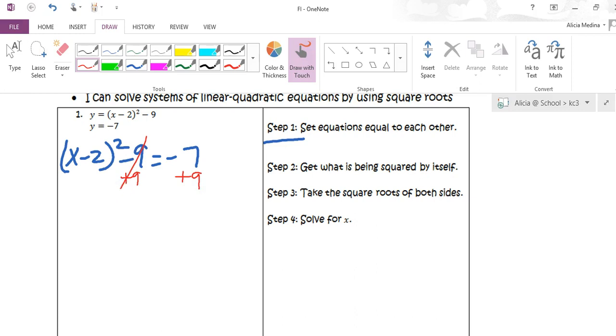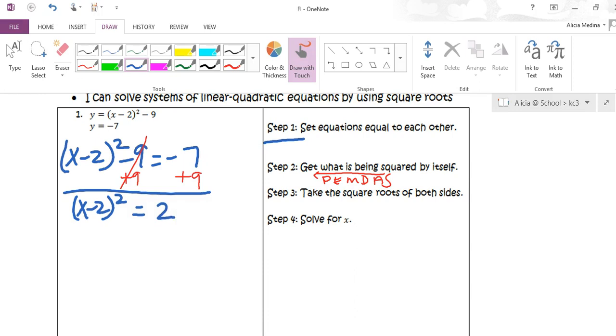This also is like our Please Excuse My Dear Aunt Sally, but we have to do it backwards, right? We do our subtraction and addition first, then division and multiplication, then exponents and parentheses. So just keep that in mind. We always do the opposite operation, starting with addition and subtraction. Alright, so now (x minus 2) quantity squared is going to equal negative 7 plus 9, which is a positive 2.